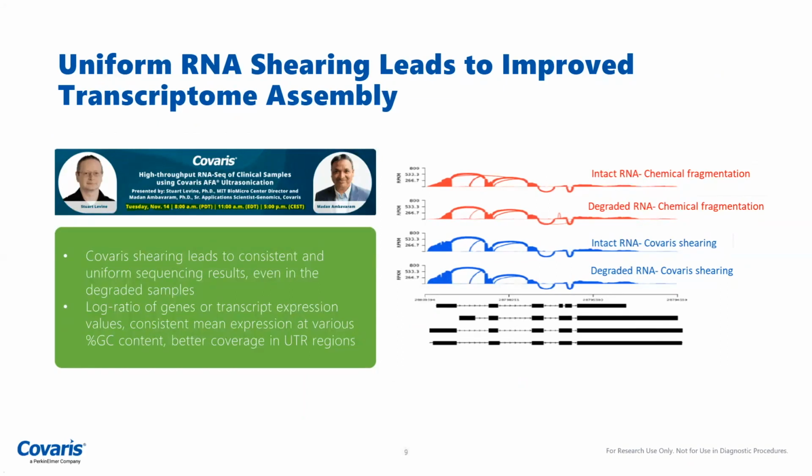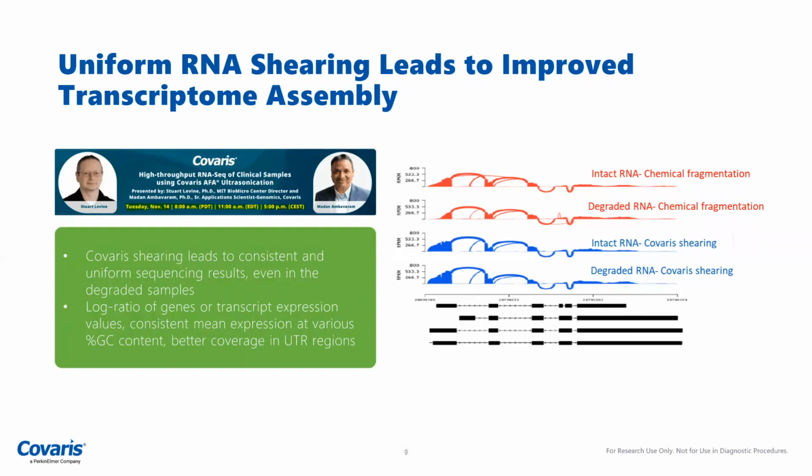During the third episode of our webinar series, Dr. Levine from MIT presented transcriptome data comparing the use of Covaris and chemical fragmentation of both intact and degraded RNA aliquots. The sashimi plot featured provides a quantitative visualization of RNA sequencing alignment derived from each method.